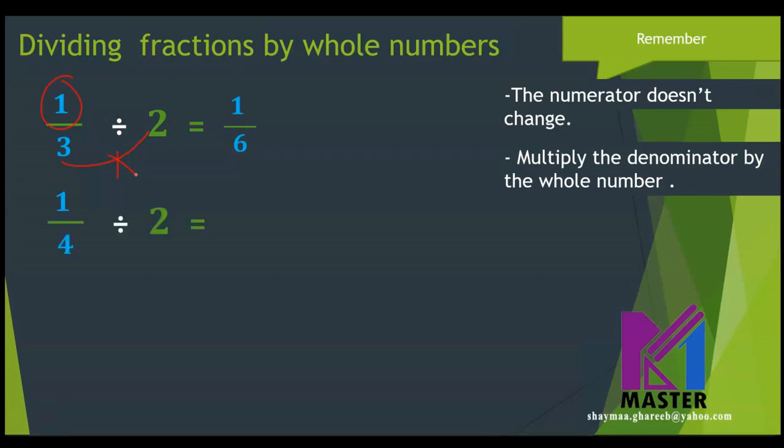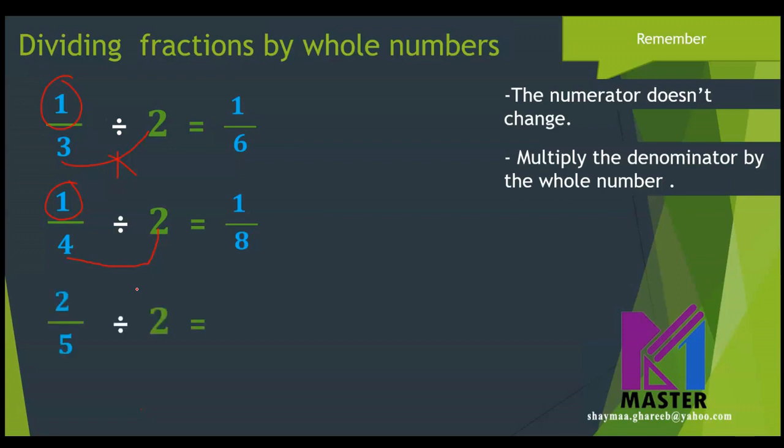1 over 4 divided by 2. What did we say? The numerator stays as this. So the 1 will be as it is. It will not change. And what about the denominator? We said we are going to multiply the denominator by the whole number. So 2 times 4 equals 8. Then the answer will be 1 over 8.